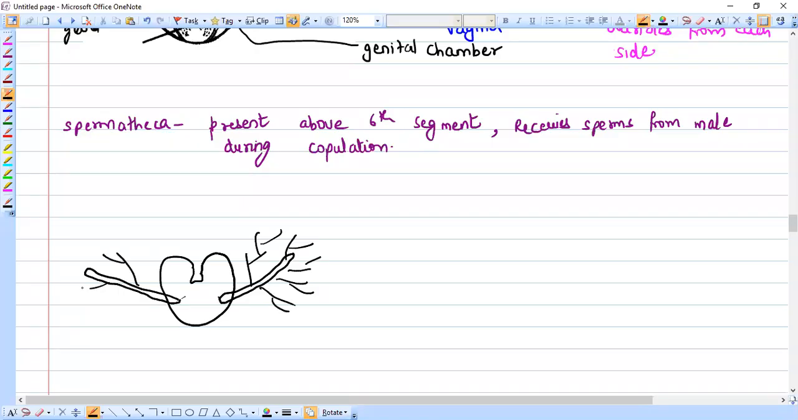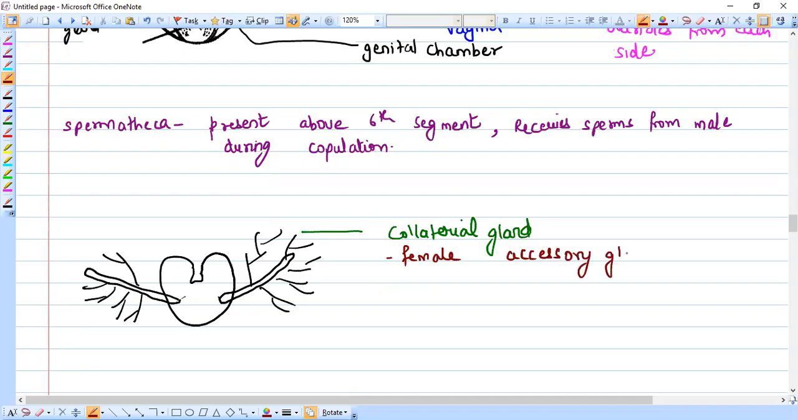So this is called the collateral gland. The point is what we should know about this collateral gland. So remember, collateral gland is called the female accessory gland. What it does: the secretion of these glands forms a covering on the egg case.